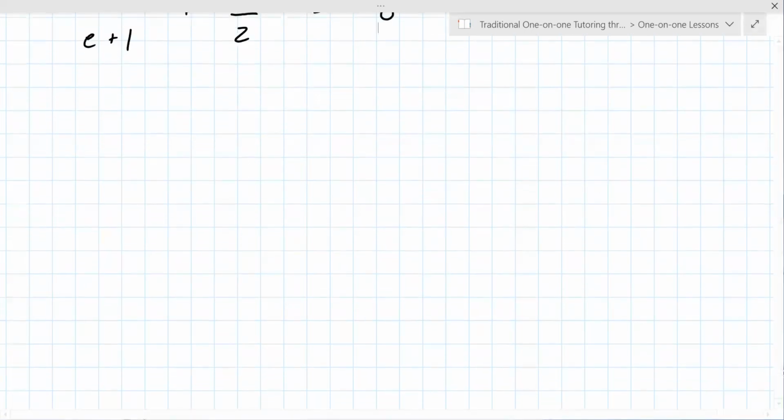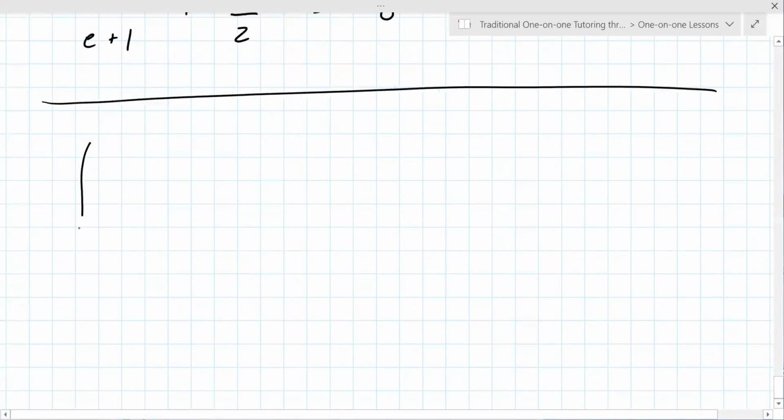So here's another one you might see. The integral from 0 to 1 of x to the pi plus pi dx.